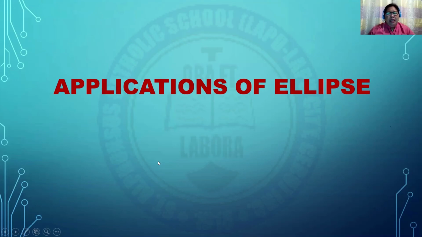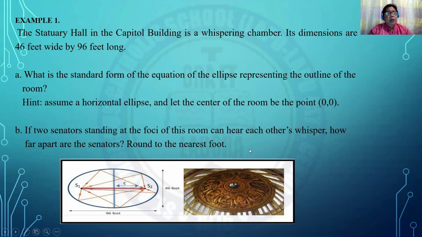Let us have now the applications of ellipse. Example 1. The Statuary Hall in the Capitol building is a whispering chamber. Its dimensions are 46 feet wide by 96 feet long. What is the standard form of the equation of the ellipse representing the outline of the room? Your hint: assume a horizontal ellipse and let the center of the room be the point (0, 0). If two senators standing at the foci of this room can hear each other's whisper, how far apart are the senators? Round off your answer to the nearest foot.